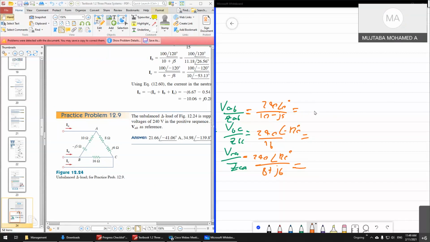What's the number in the numerator? You have to show it in rectangular form, the one with the angle. What's the number on top? 240 divided by 10 minus j5. Use your calculator, second function.